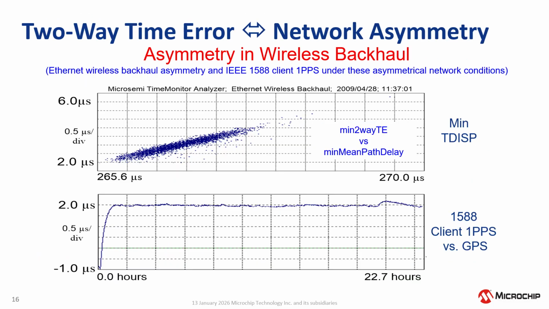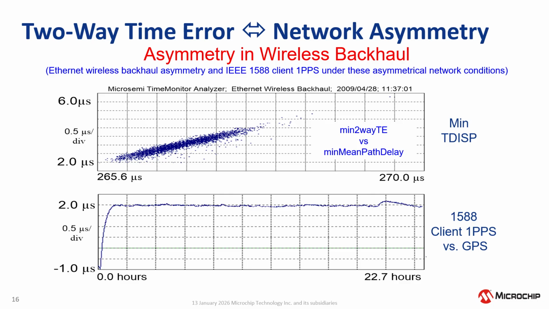In this example, network asymmetry is illustrated. The top plot shows a measurement of the network itself, a packet network. In this case, on the x-axis is a range of round trip values, and on the y-axis, the time error with packet selection. So for the fastest packets, the lucky packets, the value turns out to be 2 microseconds for this network.